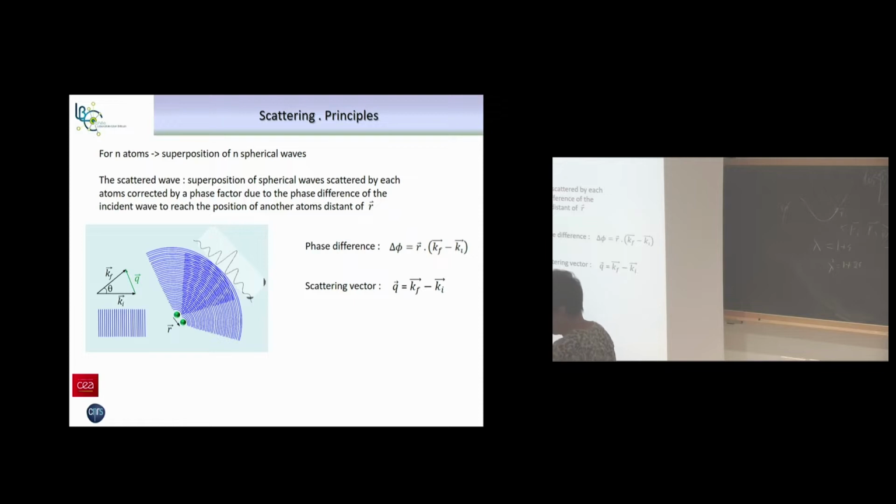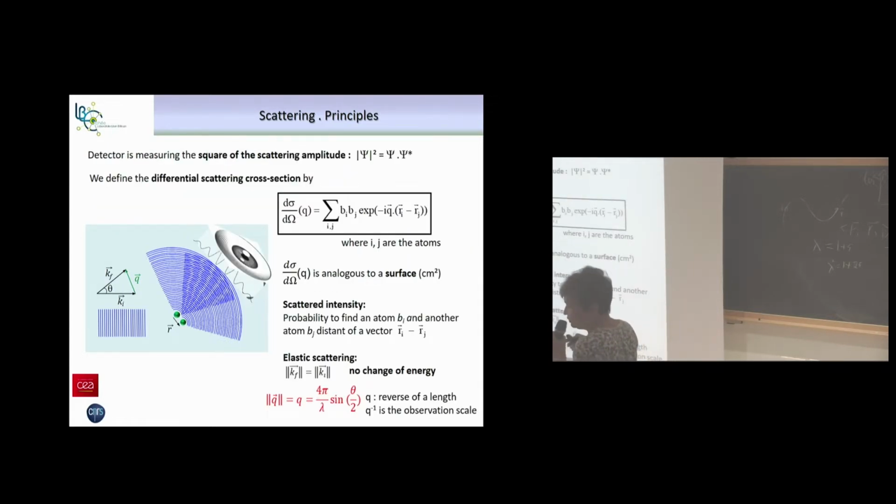And we define another vector, Q, which is the difference between Kf and Ki. Q is the scattering vector. And remember, K is a wave vector.